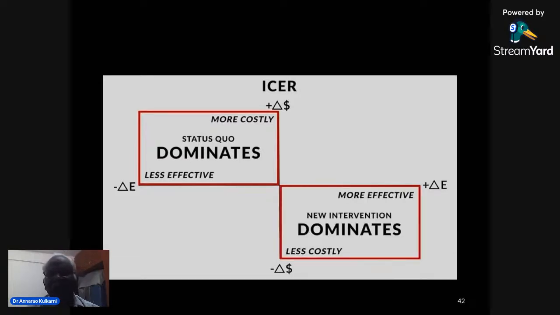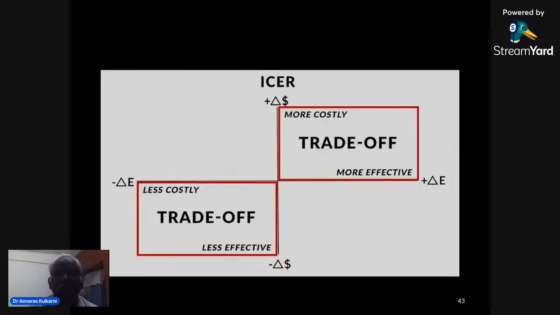On the other hand, if the ICER falls in the right lower quadrant, then the new intervention dominates because it is more effective and less costly. In these two quadrants, we have a trade-off. If it falls in the right upper quadrant, it is more costly but more effective. And if it falls in the left lower quadrant, it is less costly but less effective. Now we have to decide whether to go for the more costly, more effective intervention or the less costly, less effective intervention.